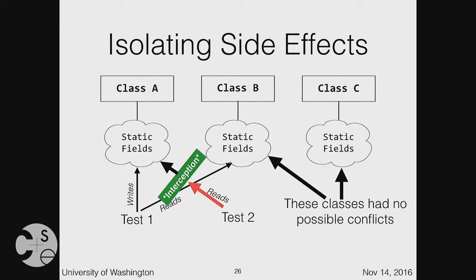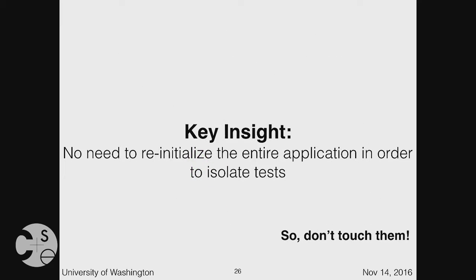So the insight here is that these other global fields, all of these other classes, had no possible conflict, so there was nothing we had to do with them. And we definitely don't need to reinitialize the entire JVM just to get this level of in-memory isolation between tests in the process.